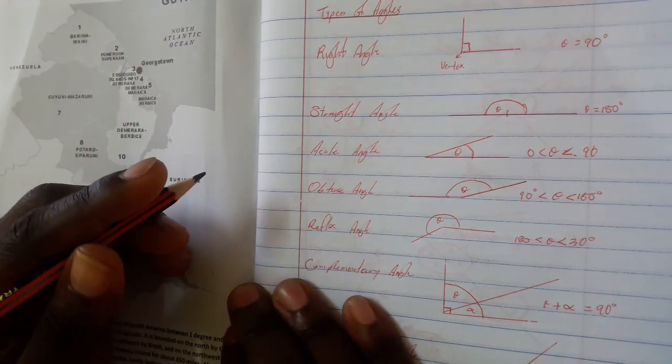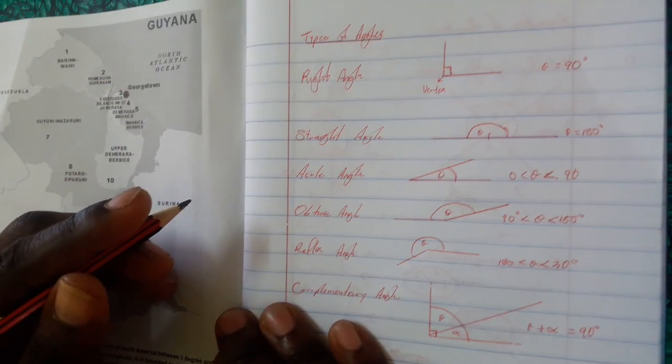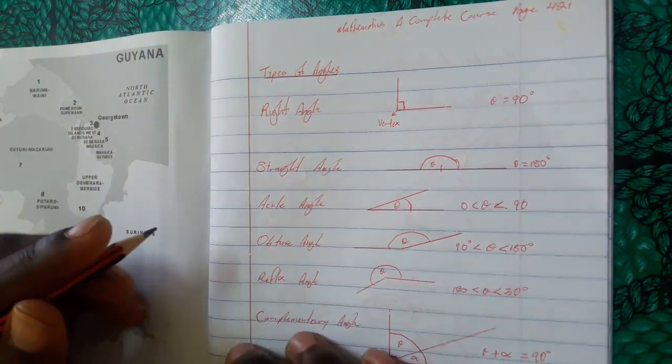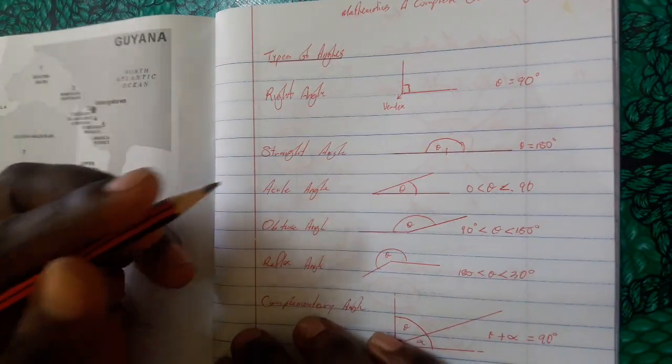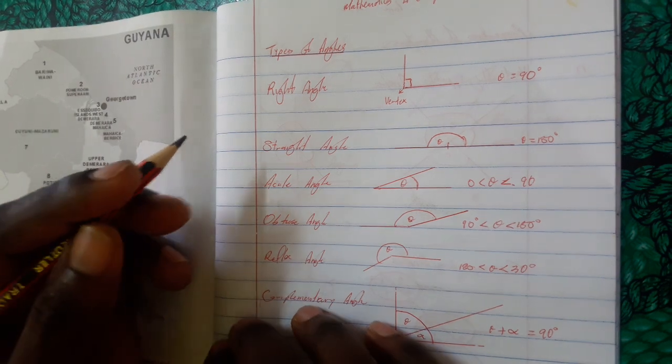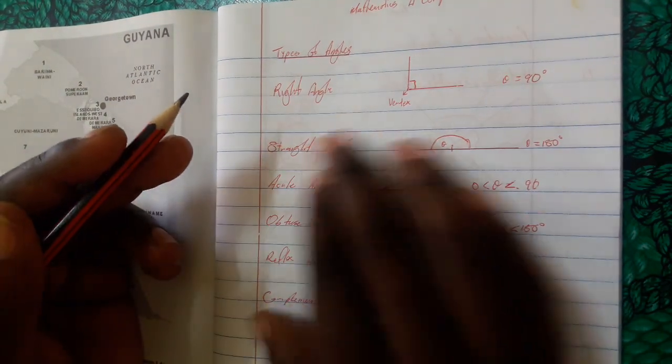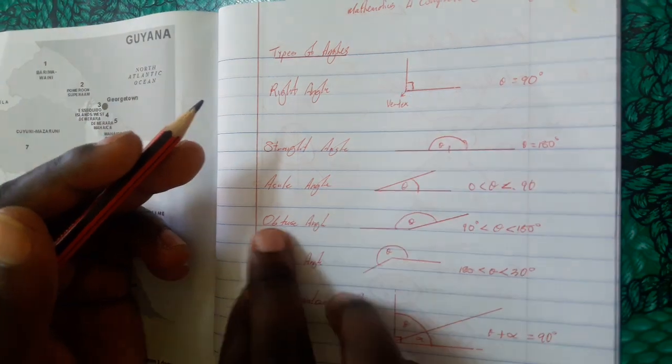So this video will look at geometry. It's found in the mathematics textbook on page 420. We look at types of angle first. The first type of angle is the right angle. It is equal to 90 degrees and it looks like that, represented with a little box.